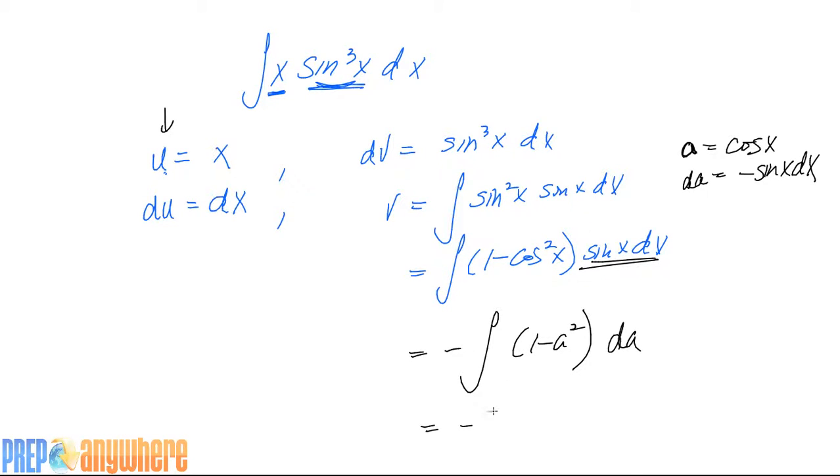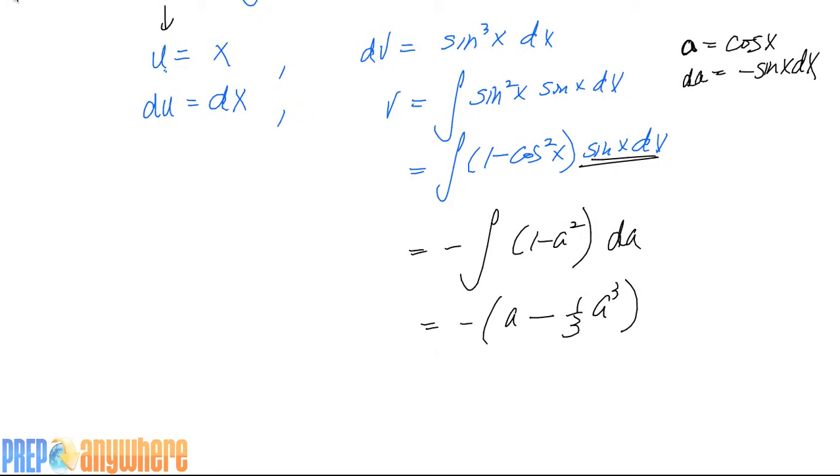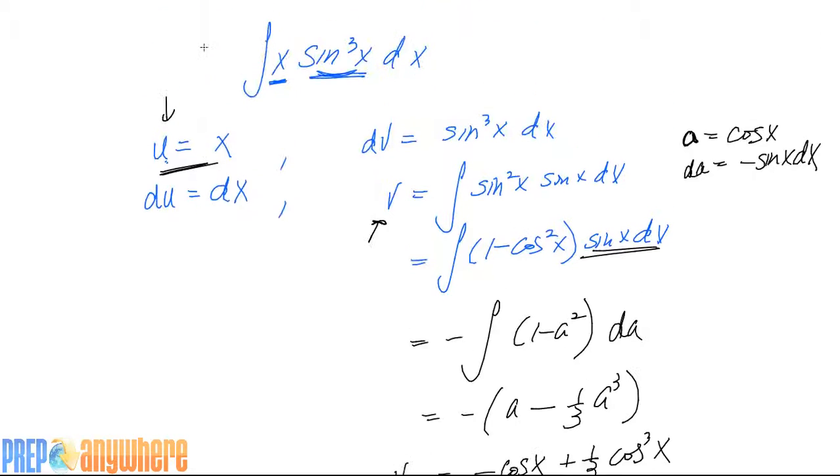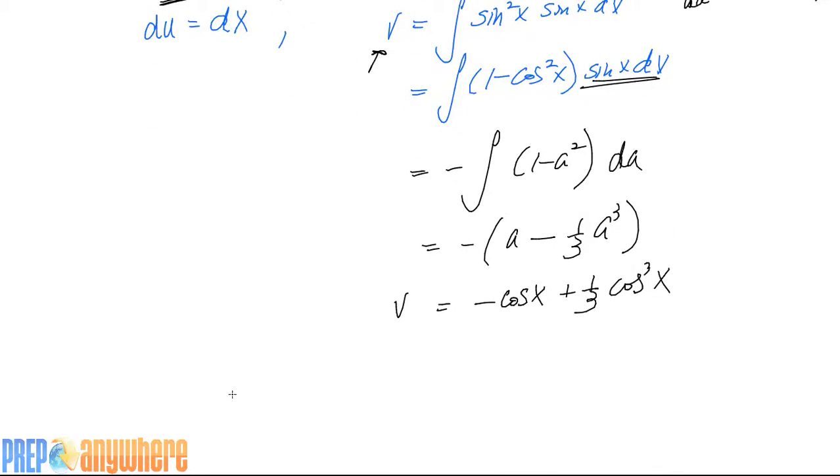So the antiderivative of that is a minus 1/3 a cubed, plus a constant, but we actually don't care about that because we're looking for the v in the integration by parts here. So this is minus a, so minus cosine of x plus 1/3 of a cubed, so cosine cubed x. That's what v is. By integration by parts, this original thing is equal to u times v, first of all, u times v minus the integration of v times du.